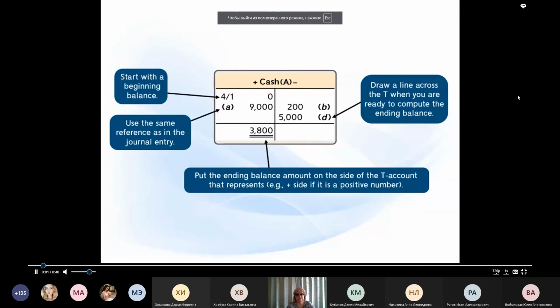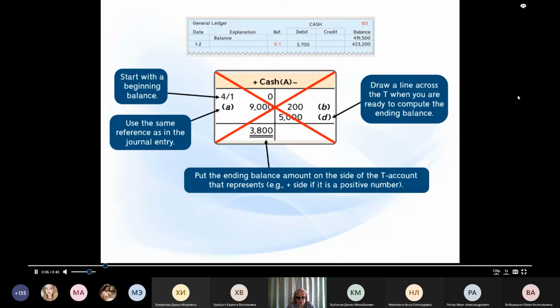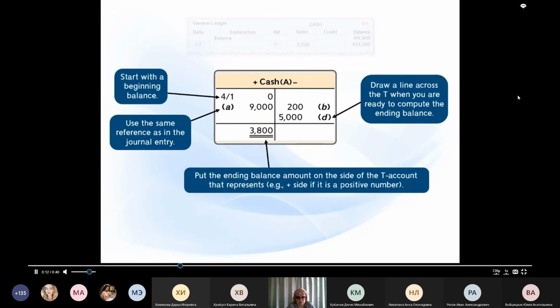Recall that a T account is a simplified version of an account page in the general ledger. You won't find T accounts in a company's books. They're an analytical tool that we will use to determine account balances. The layout of a T account includes the account title, a left or debit side, and a right or credit side. The difference between the dollar amounts on the two sides represents the account balance.